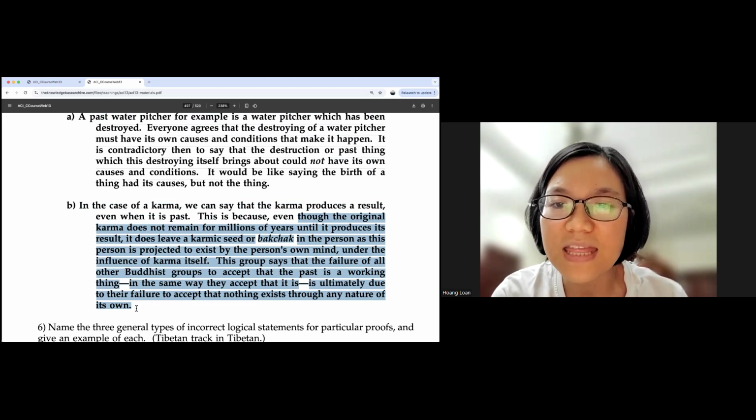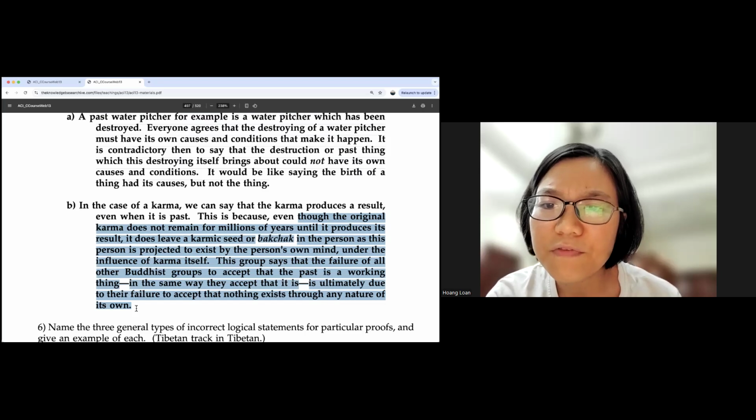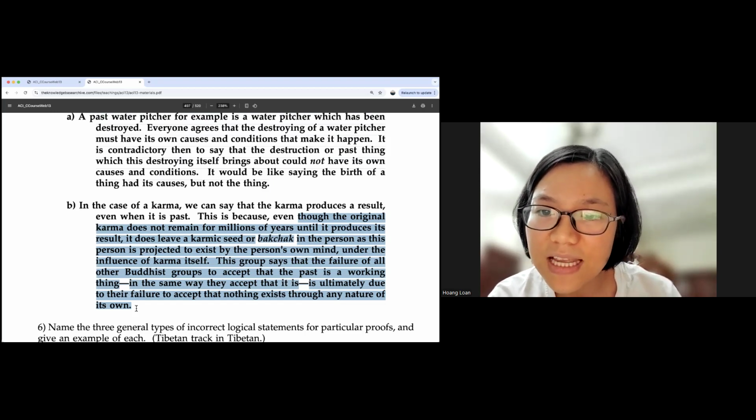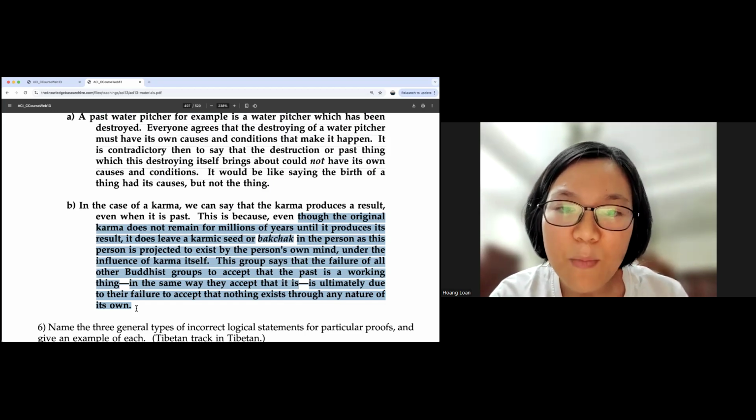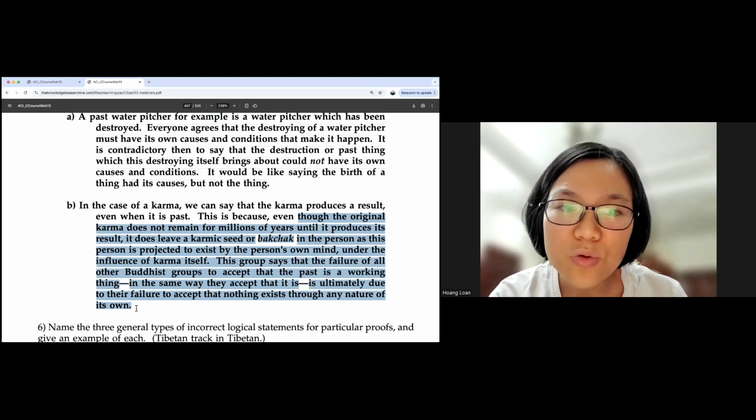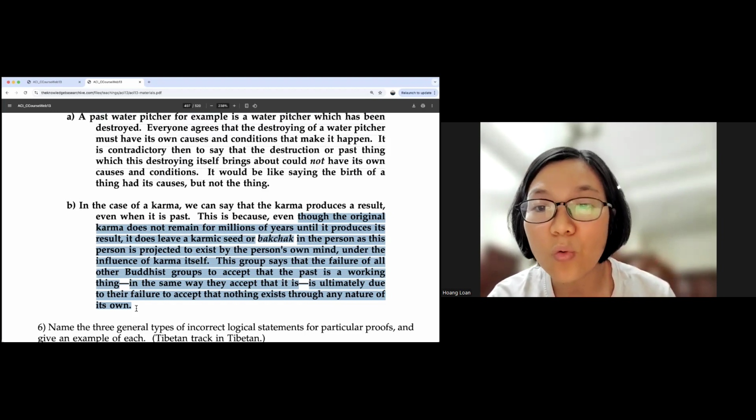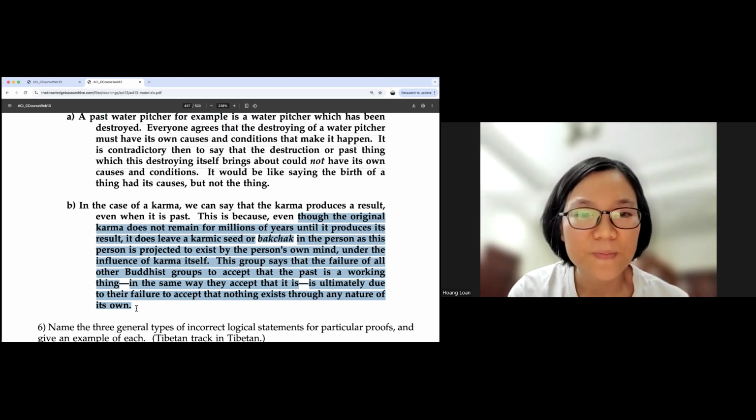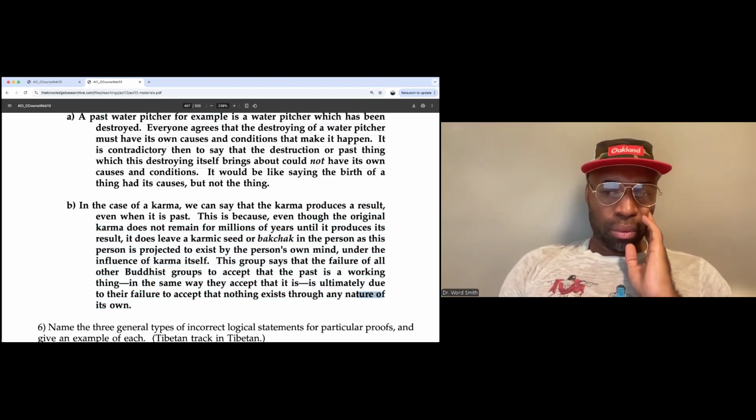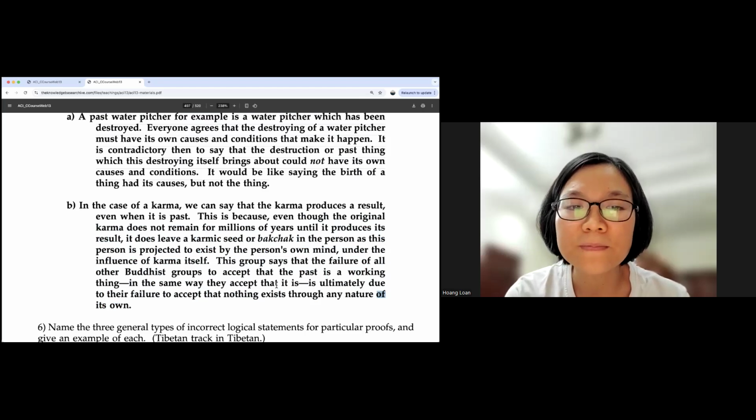This group says that the failure of all other Buddhist groups to accept that the past is a working thing is ultimately due to their failure to accept that nothing exists through any nature of its own. Of its own. You have to say of its own. Good. Very good. Thank you.